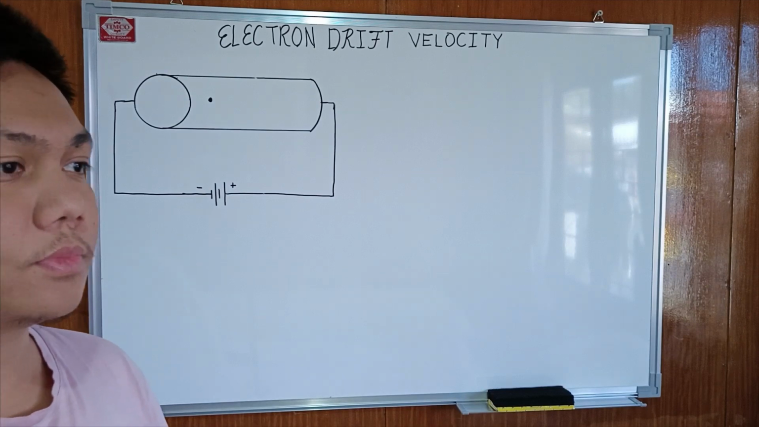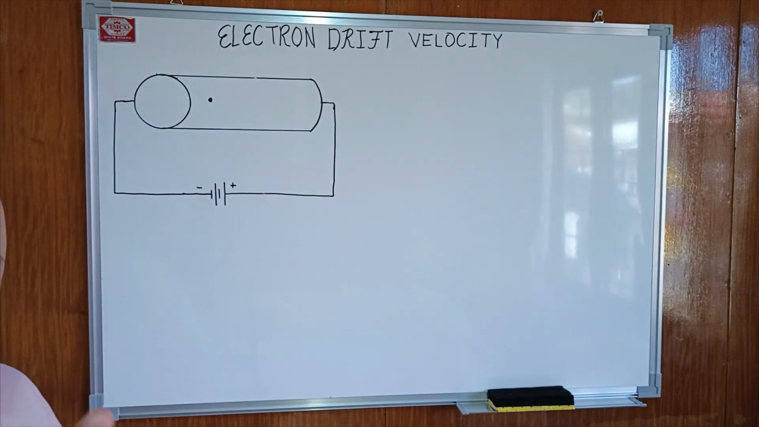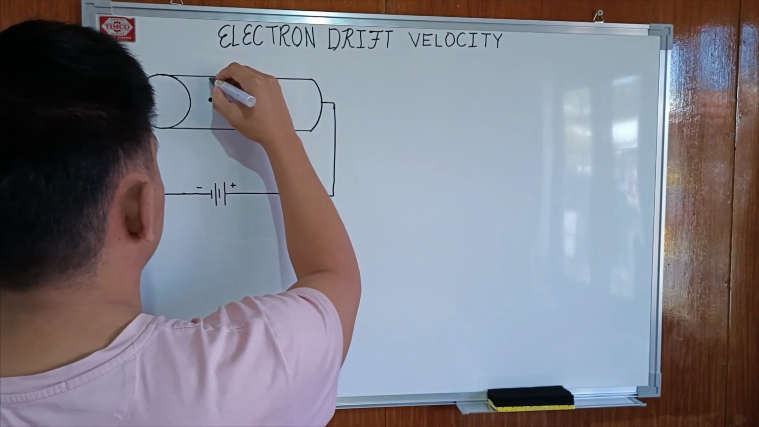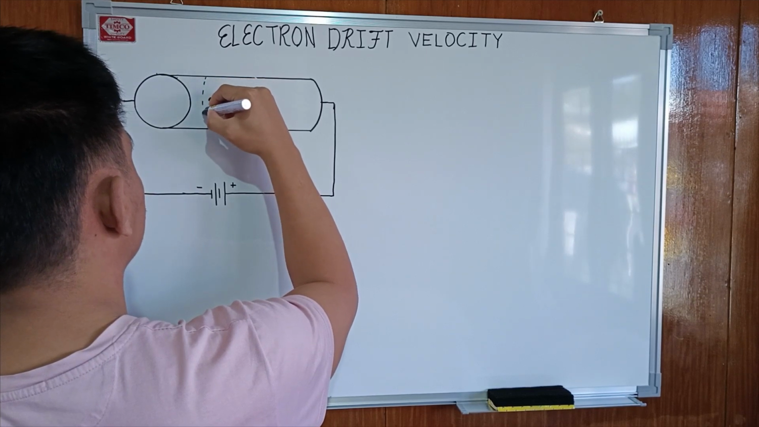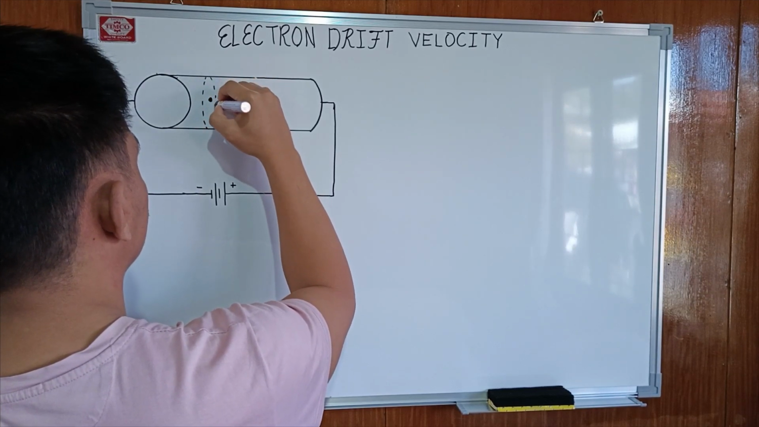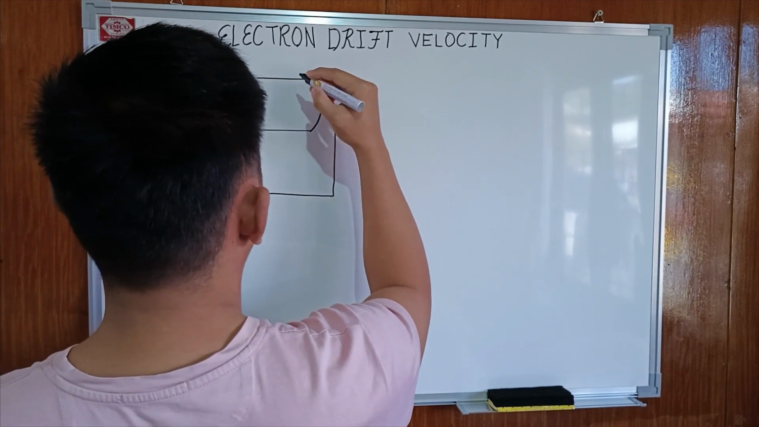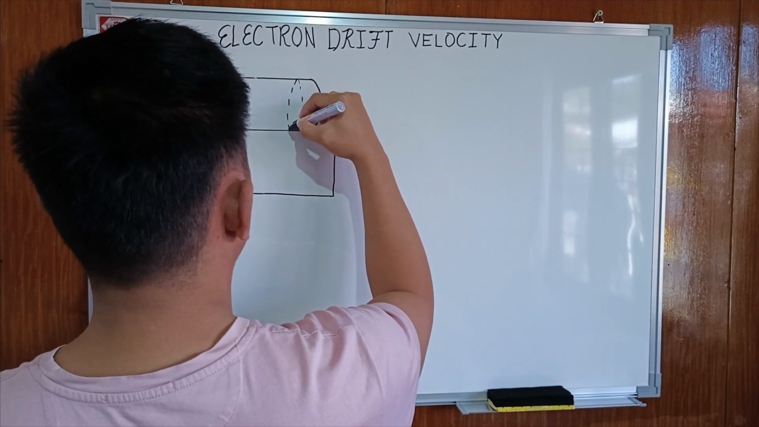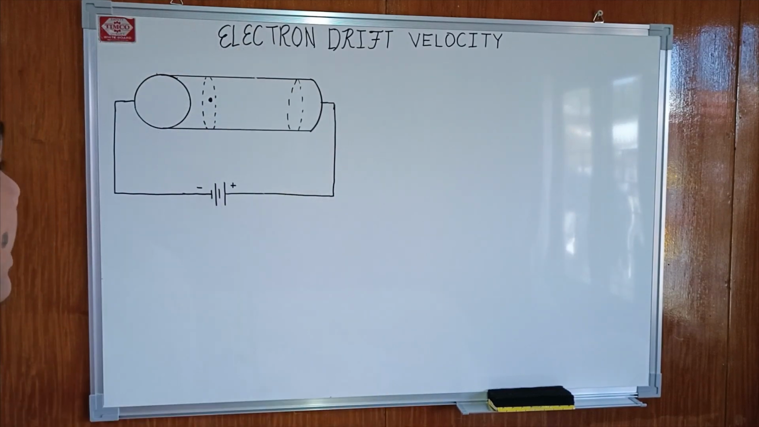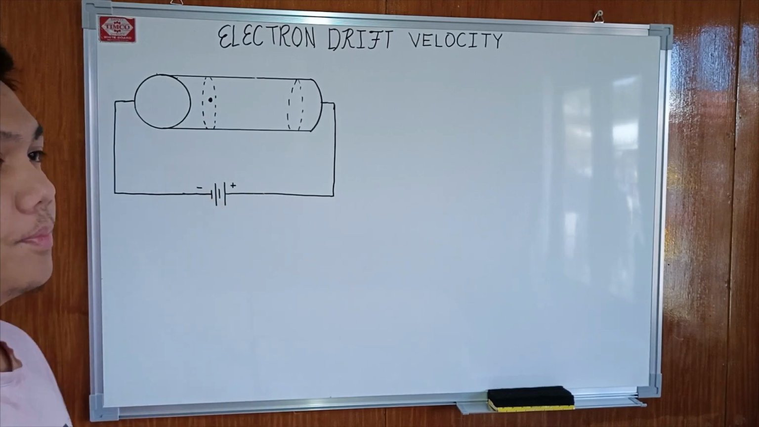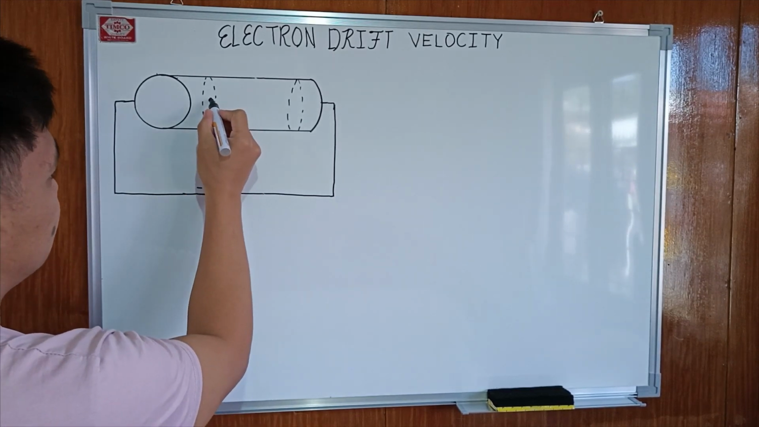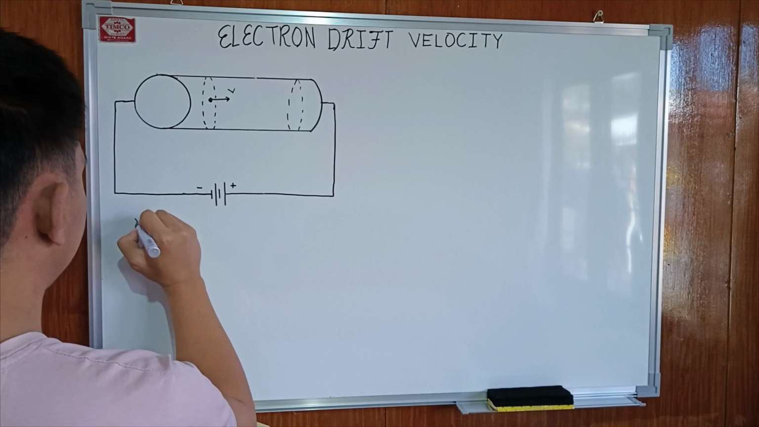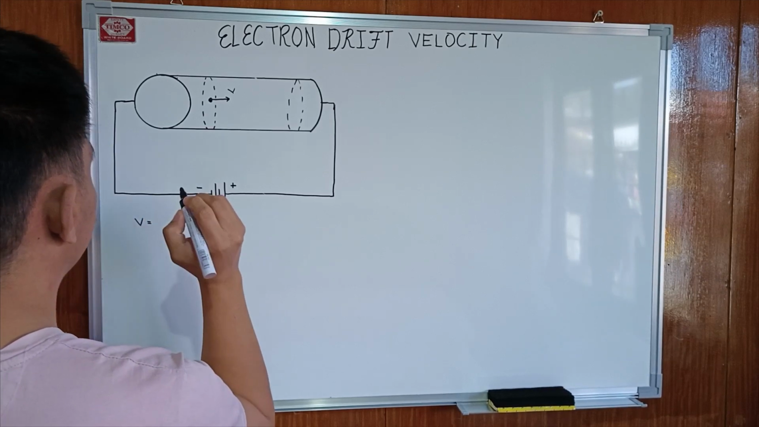So let's try to derive the formula for drift velocity. Let's consider this section, hanggang dito. Sabi ko kanina, dahil nag-apply tayo ng potential difference, these electrons now will travel at the velocity v. So v is now the drifting velocity.